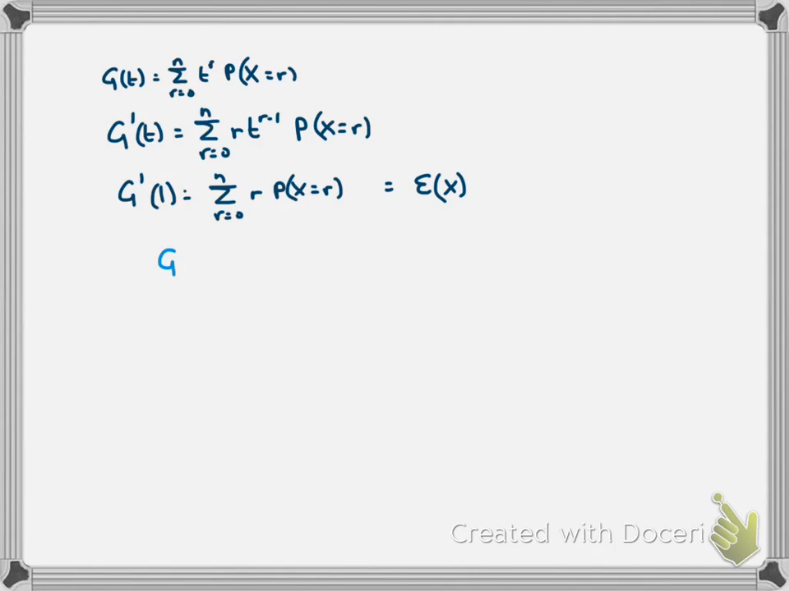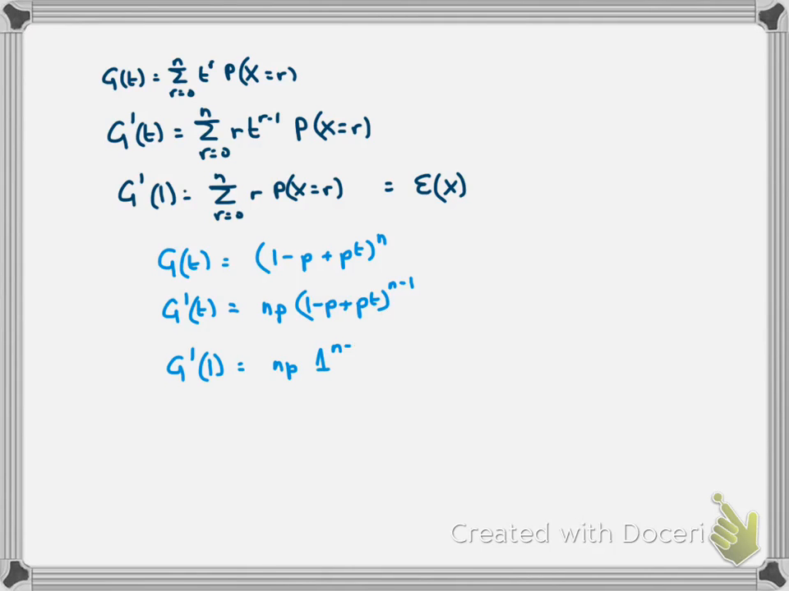Now let's look at the factorised version. And we can differentiate that. Don't forget to times by the differential of the bracket, which is p. Then we can put t is equal to 1. And we get np. So clearly, expectation of x must be np.